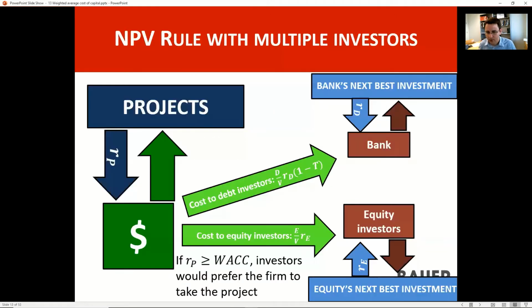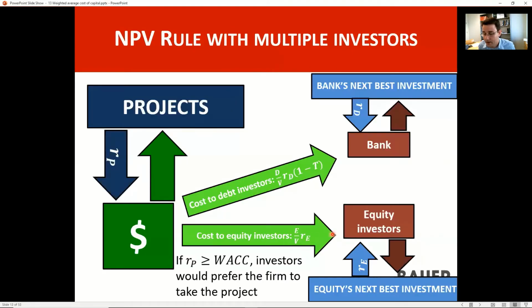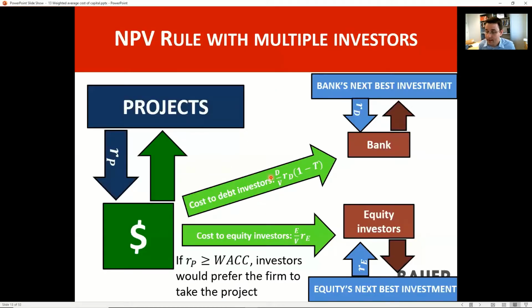In an equation, we have this picture. This picture is just illustrating this one equation. We have a weighted average cost of capital for the firm. It has two pieces. This is the cost of paying back the equity holders, right? That's this bottom arrow here. And then we separately have the cost of paying back the debt holders. That's this top arrow here.